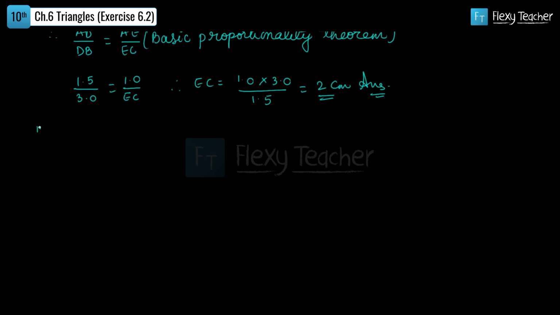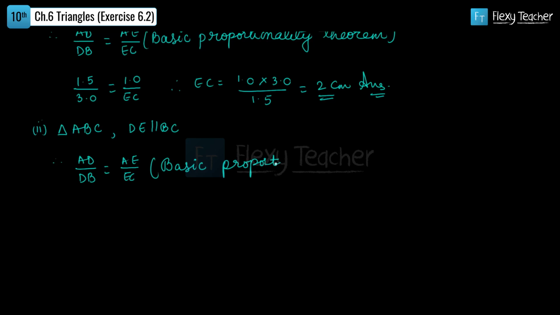In sum number 2, again triangle ABC, DE is parallel to BC. Therefore AD upon DB is equal to AE upon EC. Basic proportionality theorem. And AD is not given to us here.